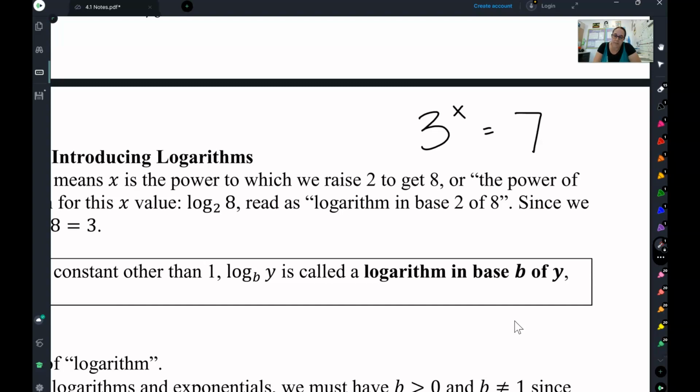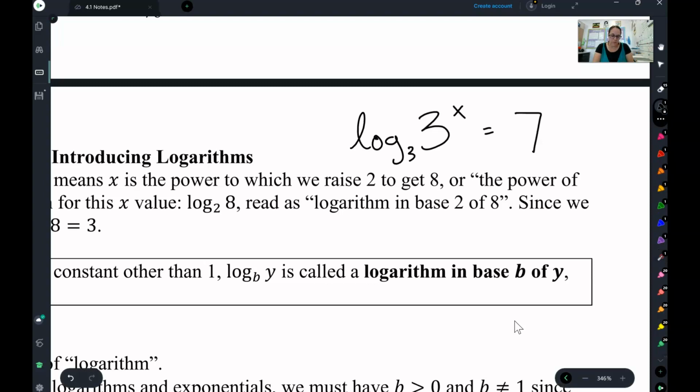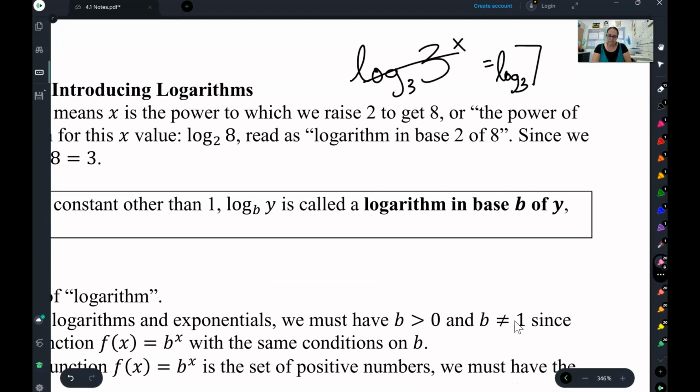Logarithms are the opposite of exponentials, which means they undo exponentials. So if I took the logarithm, base 3, of both sides of this, those would cancel, and now I can solve this problem. That is the whole point of why we need logarithms, is so that they're the opposite of exponentials and they allow us to undo exponentials and solve for x. So let's get into logarithms then.